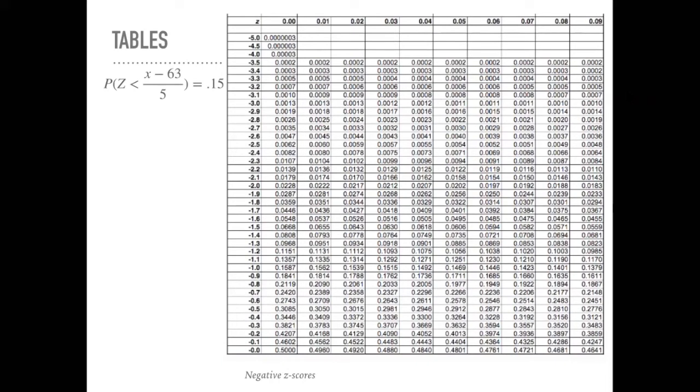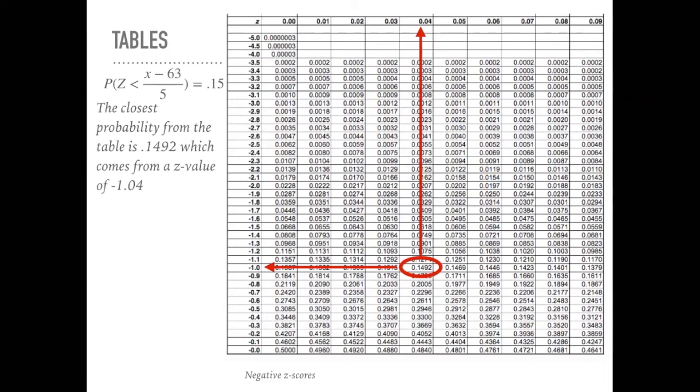So on the inside of our table, where all of these probabilities are listed, we are trying to find the closest thing to 0.15. There it is, 0.1492. Just a little bit closer to 0.15 than the 0.1515 is. Okay, so what does it come from? It comes from a Z value of negative 1.04.